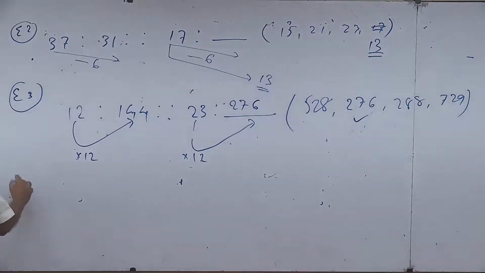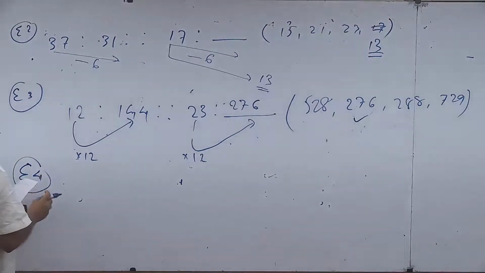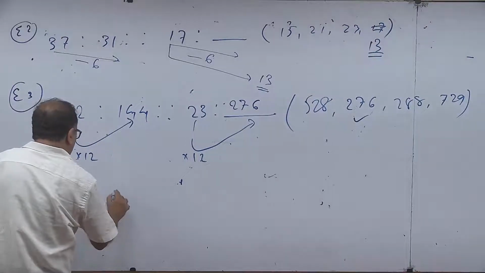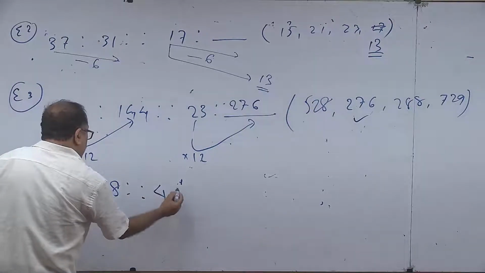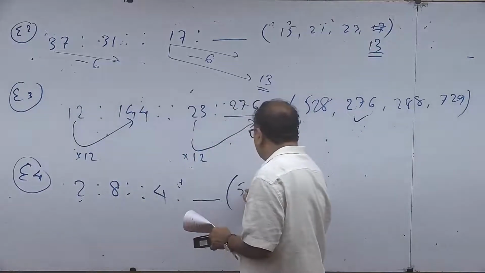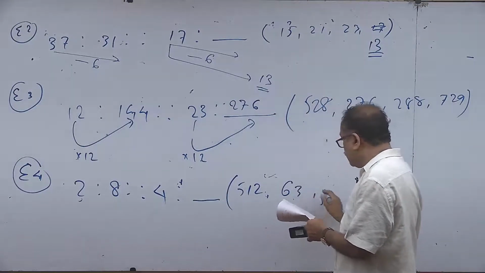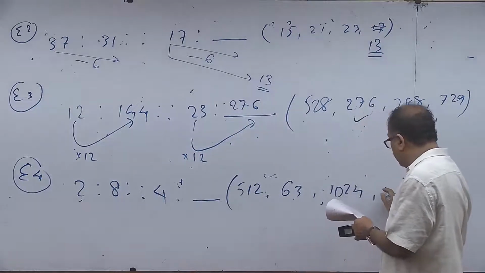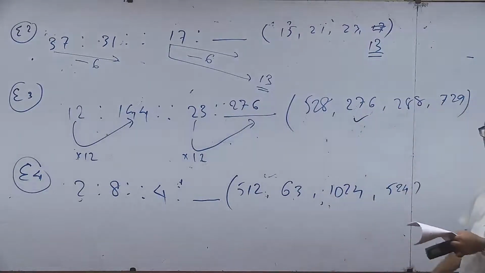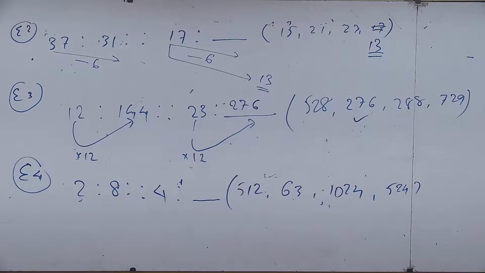Yes? Okay. Now, take example 4, and these are the variety of questions you will find. If 2 is written as 8, then 4 will be written as, and your option choices are 512, 63, 1024 and 524. Yeah, please do it rather than just opening up the pen and then starting to try here and there. You will not open up to different kinds of logic.